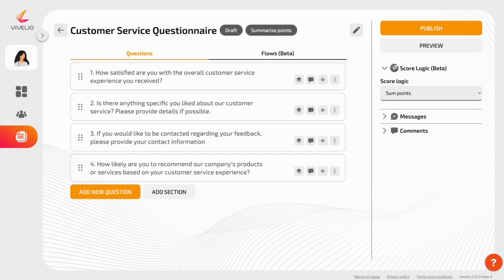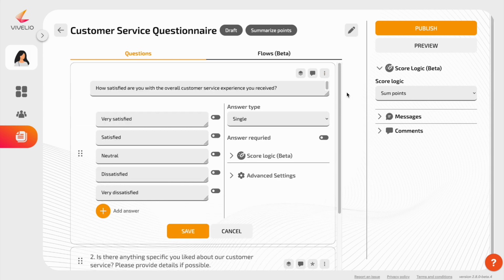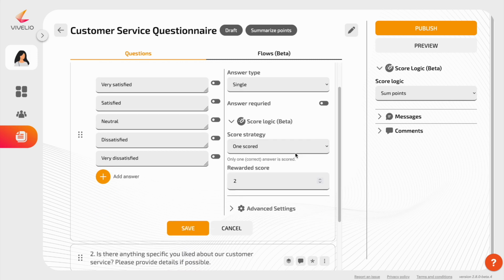Scoring strategies are a way of determining how many and which answers are correct. Based on these, you will then be able to assign points to individual answers. To assign a scoring strategy, select Score Logic, and then select one of the strategies. The available scoring strategies are One Scored Answer and Any Scored Answer.